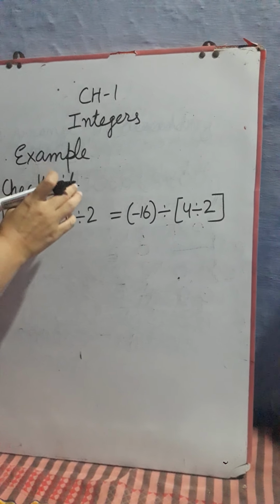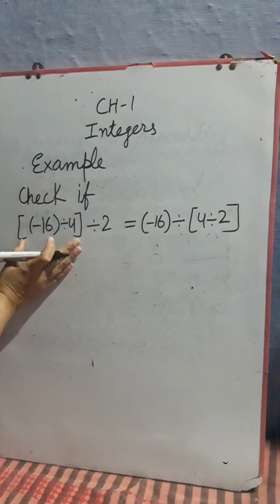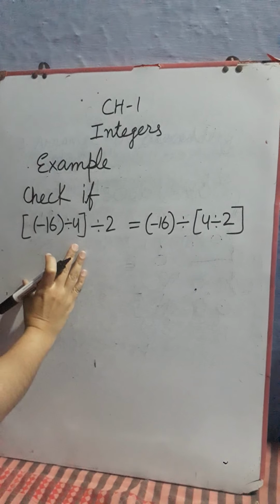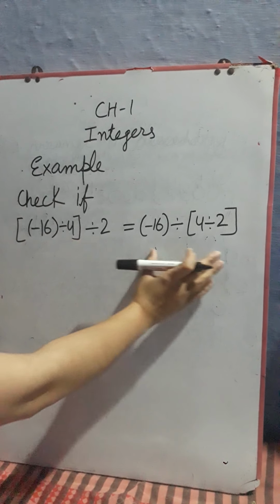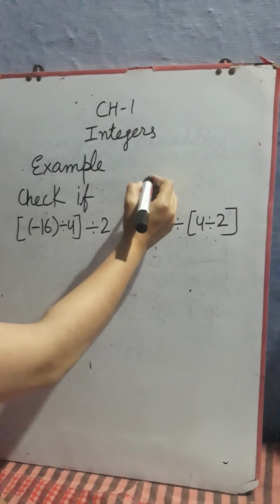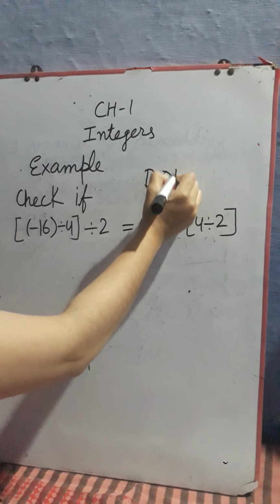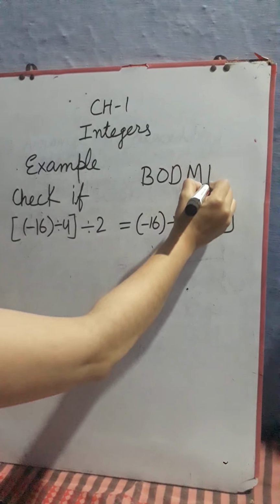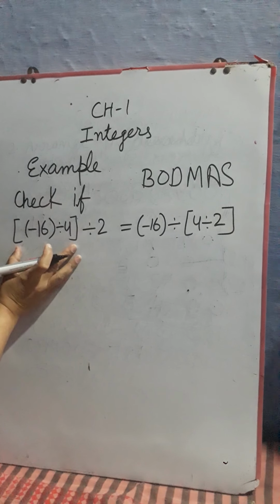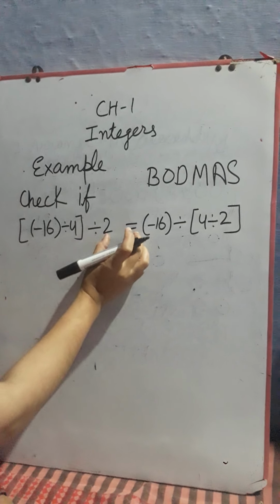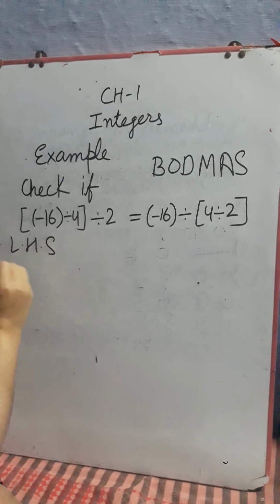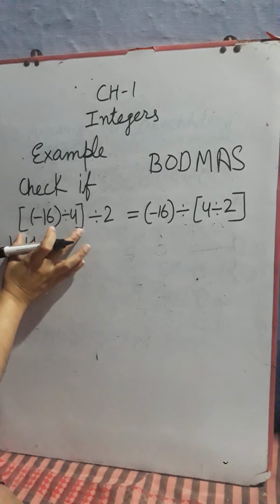If we have to check this statement, first of all, we know that if we have a bracket, we have to use the rule of BODMAS. In the rule of BODMAS, first of all we have to solve the bracket. So first of all we will solve this bracket. But if we have an equal sign, then first of all we take the left hand side. On the left hand side, first of all we solve this bracket.